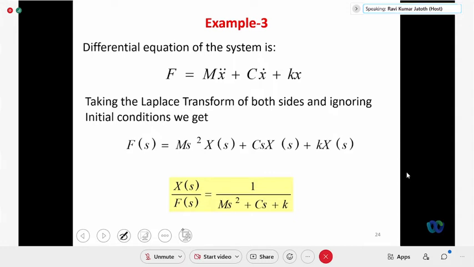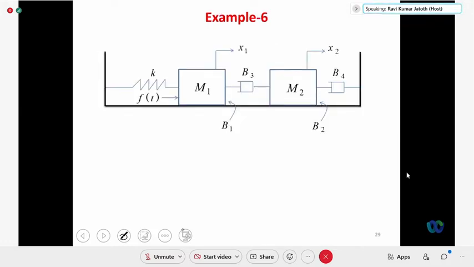If a circuit is given, or a mechanical system is given, I think you can do that. When you obtain the transfer function X2 of S by F of S in this case, I think it is the same example we considered yesterday, or any difference? Similar only, sir. Almost the same, similar, but b4 I think is extra. Yes, sir. So what do we have to do?